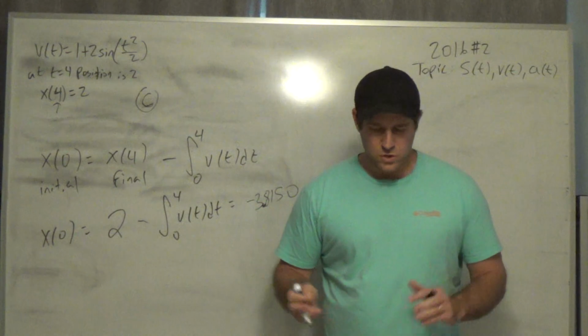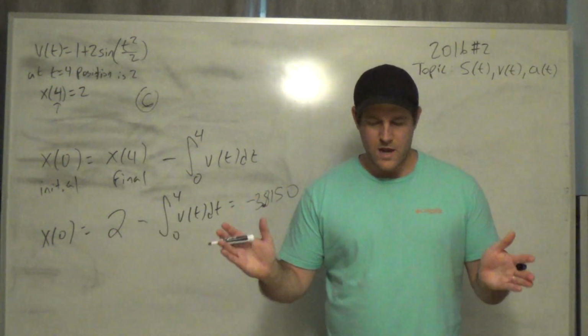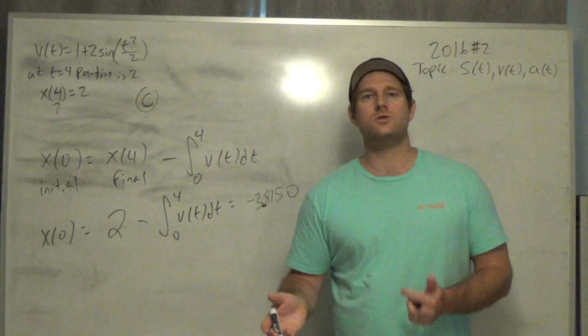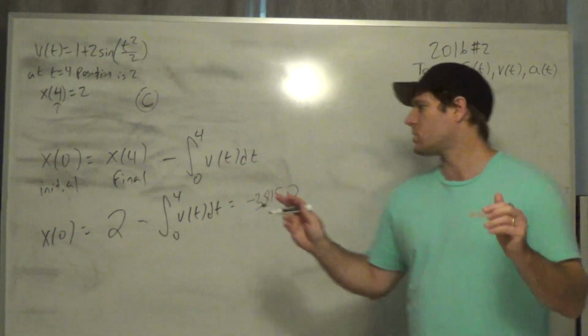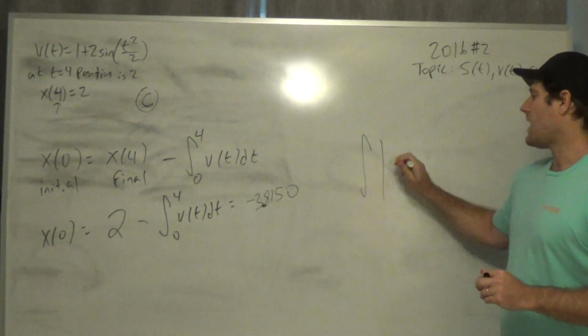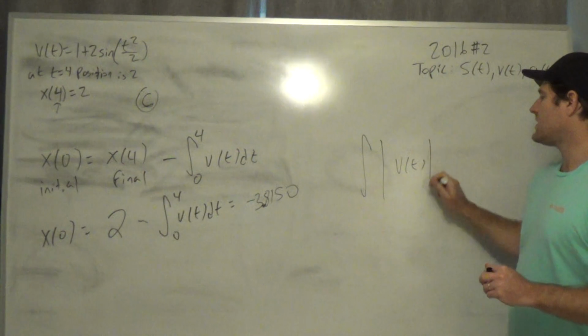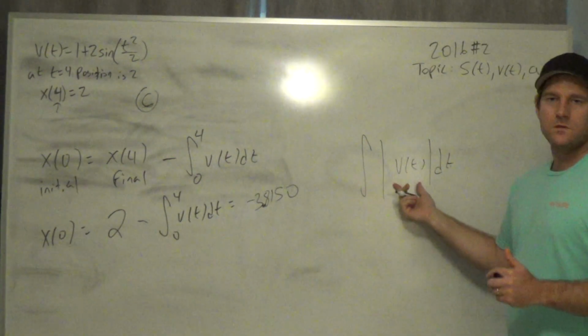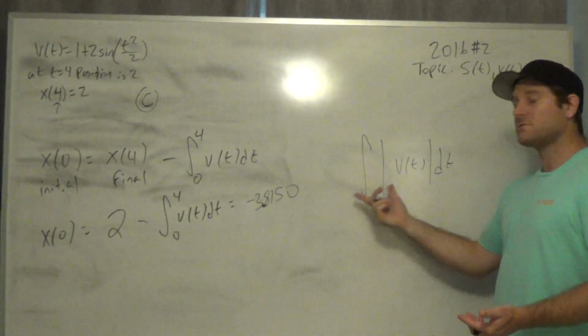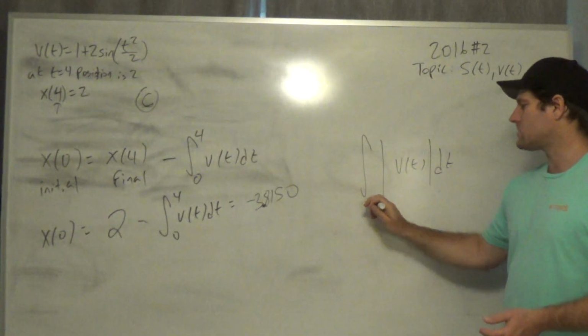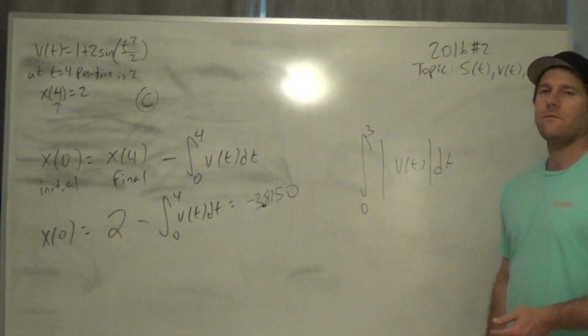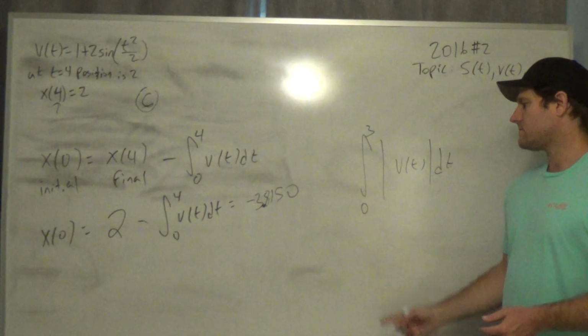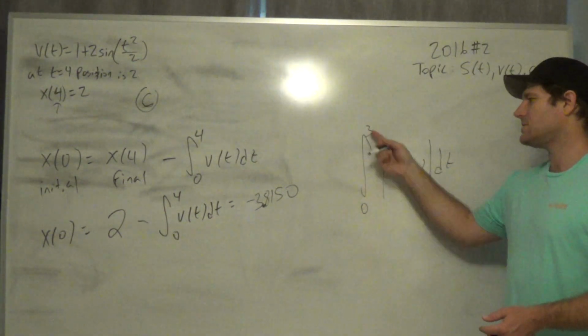Part D, super easy. Find the total distance traveled of the particle from time 0 to 3. Total distance traveled is our special word. Integral absolute value of velocity. The absolute value of speed gives total distance traveled. This is my formula for total distance traveled. We want to know how far did it travel from time 0 to 3. Integral, absolute value of velocity, 0 to 3.